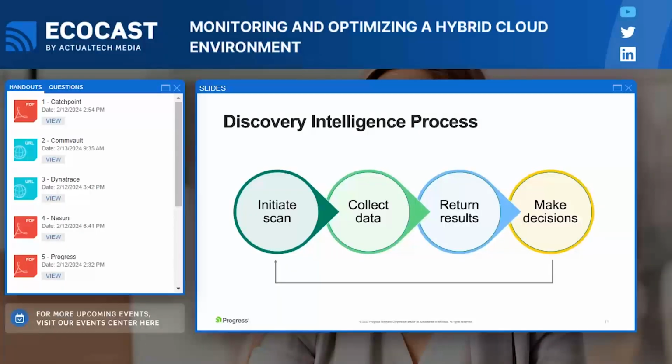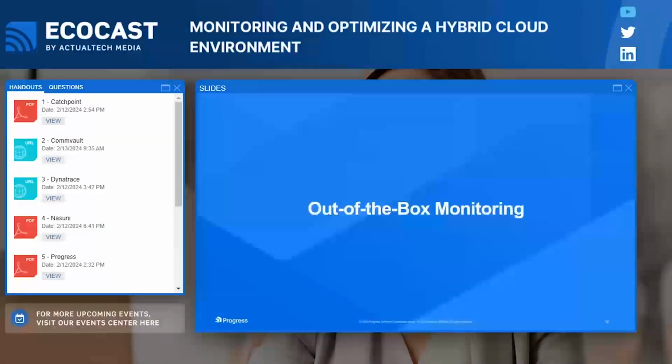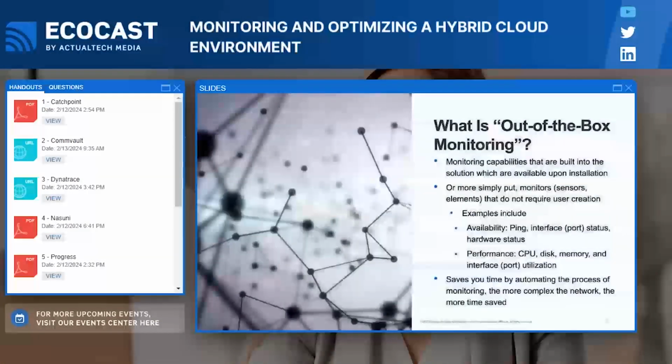And when I say out-of-the-box monitoring, what do I mean by that? Really, it's things that are available directly after installation of the product. A lot of products call them different things, be it sensors, monitors, elements, whatever it may be. But really, it comes down to availability and performance. And a vast majority of products should be offering the basics here directly out of the box. There shouldn't be any customization necessary or required. It really just saves you time to make sure you're monitoring best practices directly out of the box.